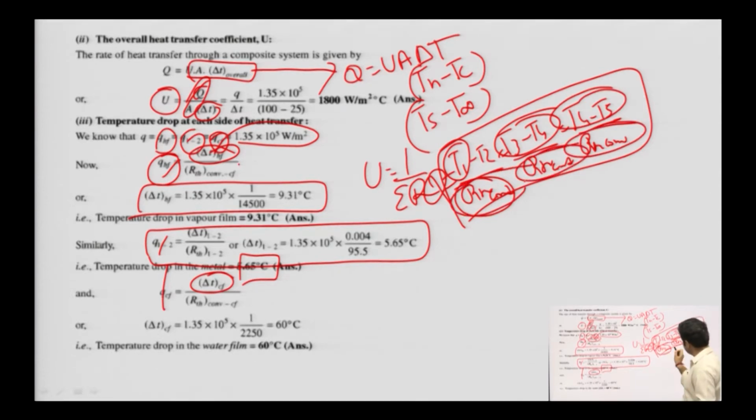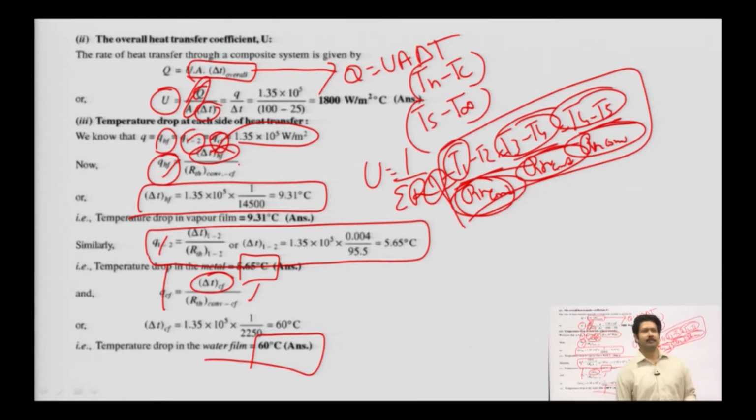Rest everything is the same, because again I am saying the heat is steady in nature. So heat that is coming into the system will go out of the system with the same magnitude. You just need to play a game with temperatures and the resistances. That is it. The same thing has been done, so the temperature drop in the water film has also been calculated with the same principle.